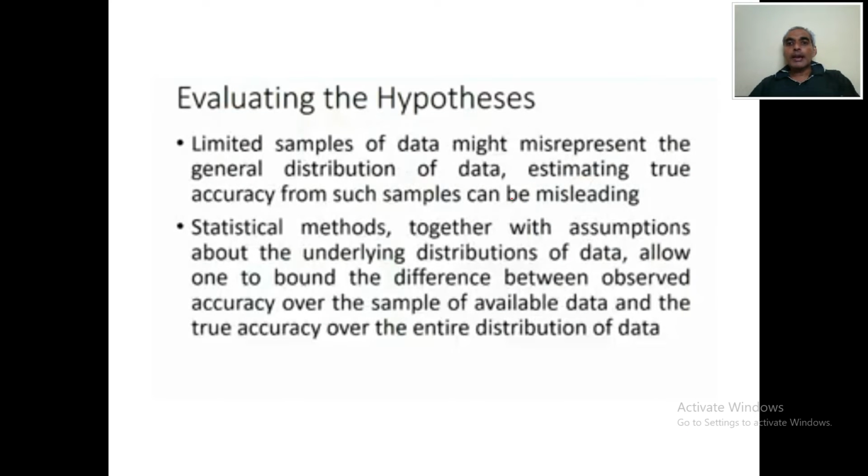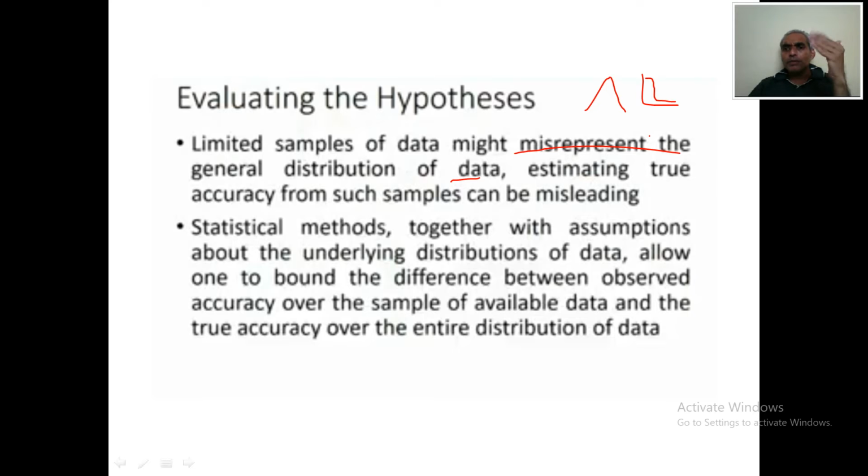Limited samples of data might misinterpret the general distribution of the data. This is very clear. Say, for example, you want to estimate the total pass percentage of machine learning in the entire university, but you have very little data, only 5 or 10 students' data from our college, the IA marks and so on. When you try to model a system with very little data, there is a chance of misrepresentation. You don't know whether the data falls in a normal distribution or whether it is skewed.